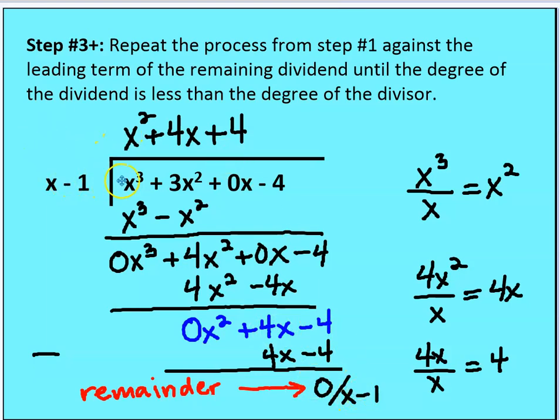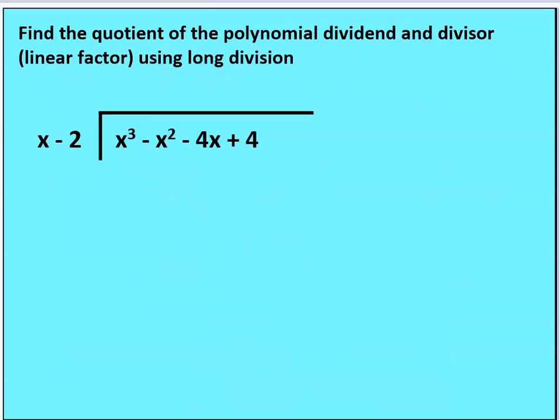So x minus 1 is a linear factor of x cubed plus 3x squared plus 0x minus 4, because the result is x squared plus 4x plus 4, and with a remainder of 0. So quotient, divisor, dividend. So this is our process.